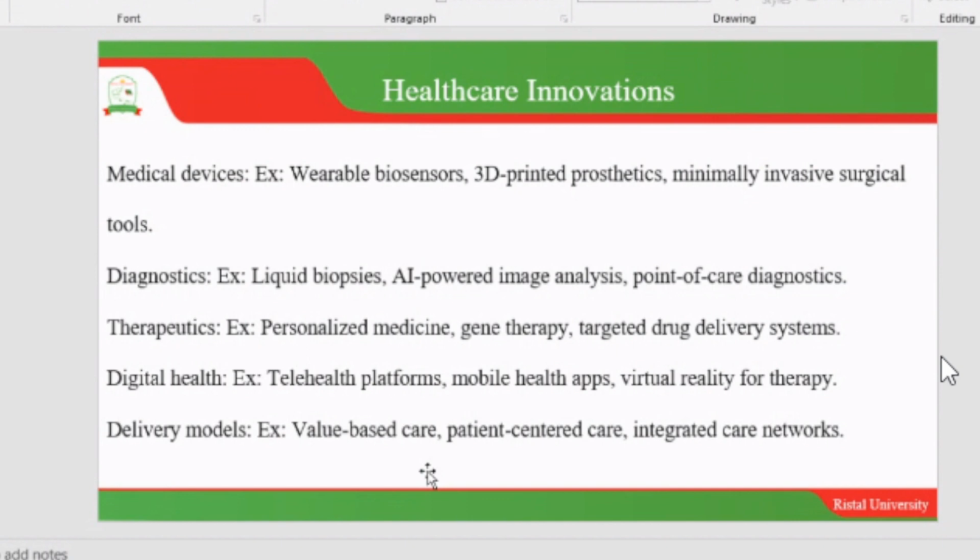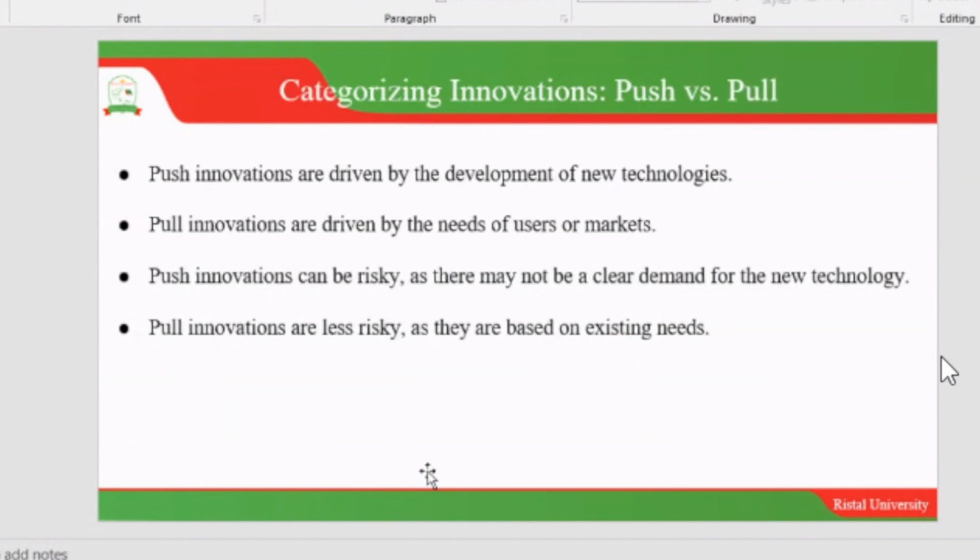But these days we have personalized medicine, we have patient centered care, so that the patient really comes out when they are very satisfied with the healthcare that they have received.